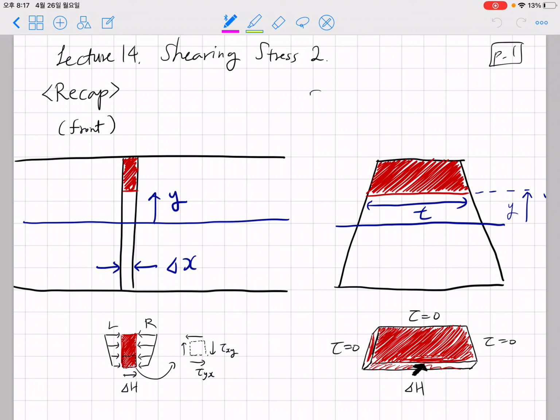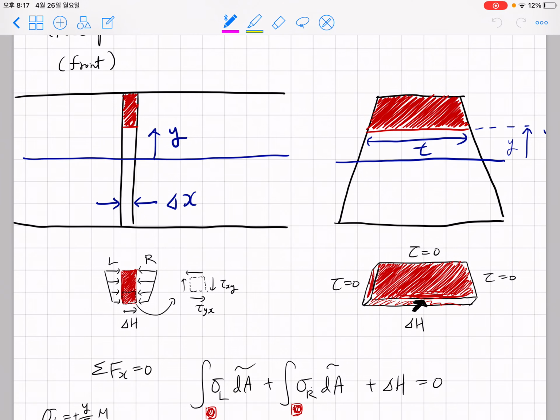Hi everyone. Today in lecture 14, we're going to have our second discussion on shear stress. Before we begin, as we always have done, we're going to review what we covered in the previous lecture, lecture 13. To give the review of the previous contents, let me give you a visual diagram, a front and cross-sectional view.